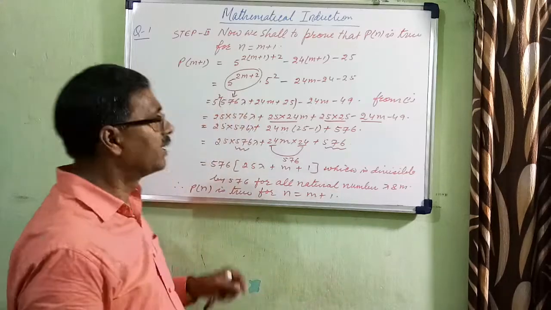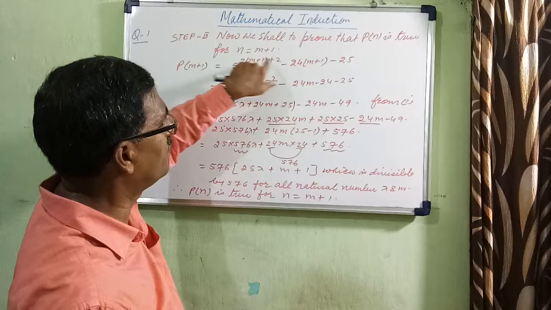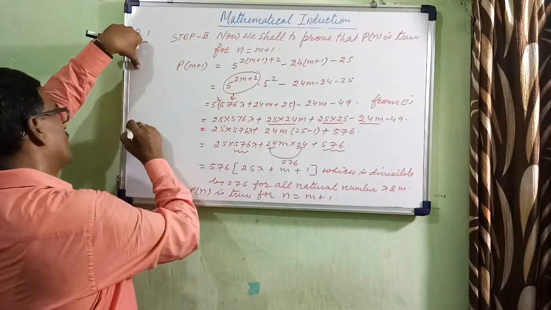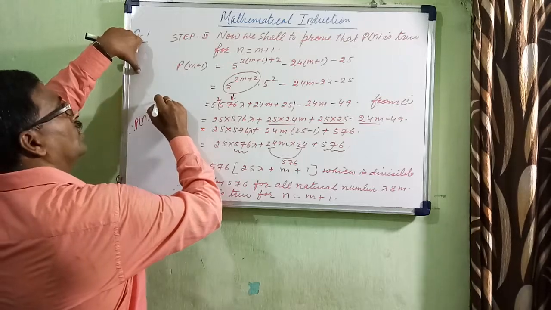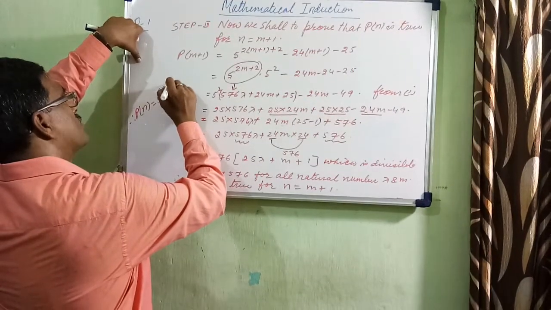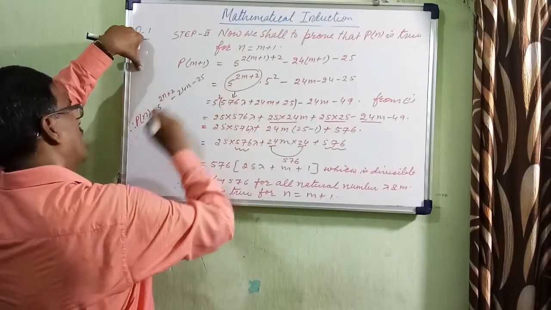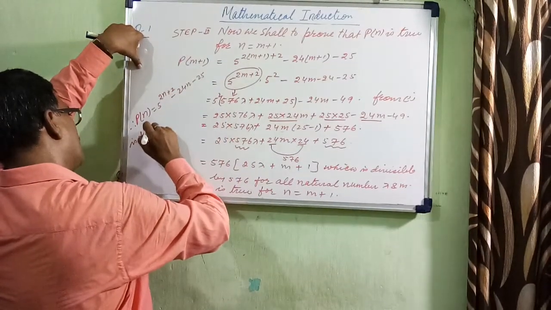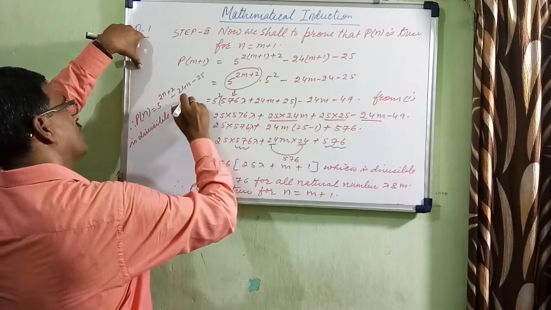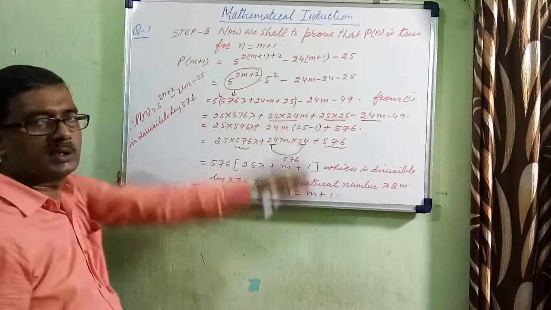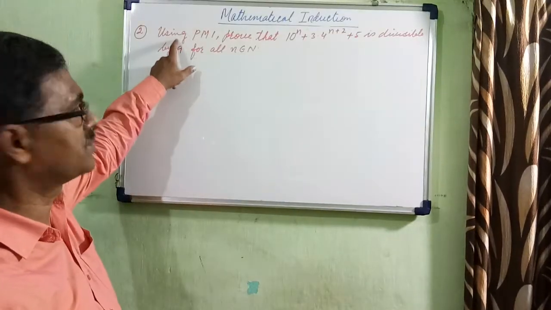And at last we will write, therefore this is the statement which was given in the form of n. Therefore we can say Pn is equal to 5 to the power 2n plus 2 minus 24n minus 25 is divisible by 576. So this is the one question. Now let us discuss the second question.